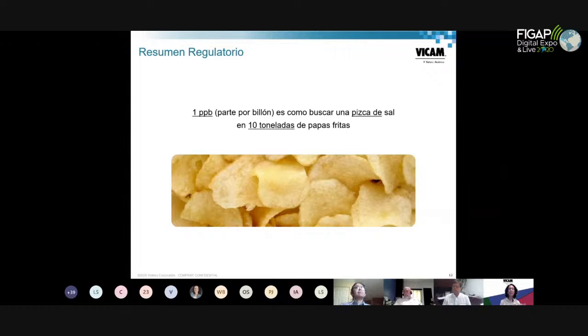So what type of levels are we testing? Part per billion is so small. To give you an idea of how small a part per billion is, it's equivalent to about a pinch of salt in 10 tons of potato chips.